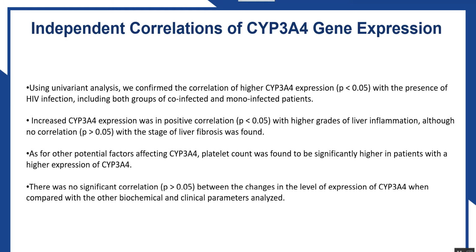As for independent correlation of CYP3A4 gene expression, using univariate analysis, we confirmed the correlation of a higher 3A4 expression with the presence of HIV infection, including both groups of co-infected and mono-infected patients. Increased 3A4 gene expression levels were also in positive correlation with the higher grades of liver inflammation, although no correlation was found with the stage of liver fibrosis. As for other potential factors affecting 3A4 gene expression levels, platelet count was found to be significantly higher in patients with higher expression of 3A4, and there was unfortunately no significant correlation between the changes in the level of expression of 3A4 when compared with the other biochemical and clinical parameters analyzed in this study.